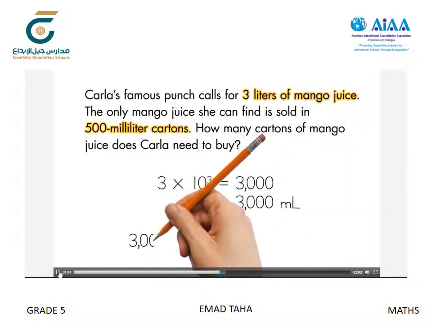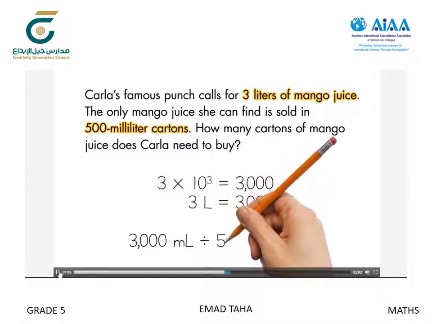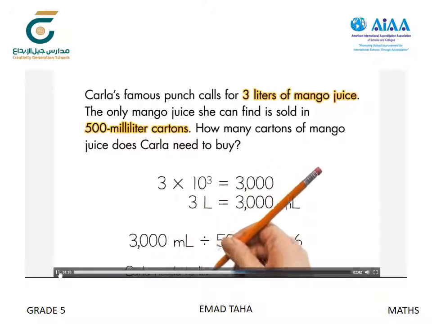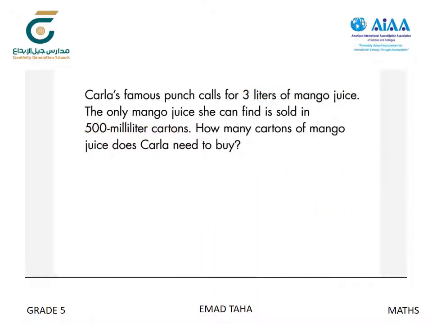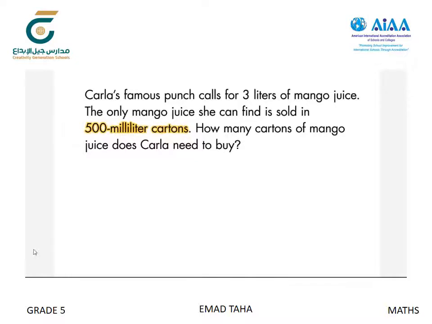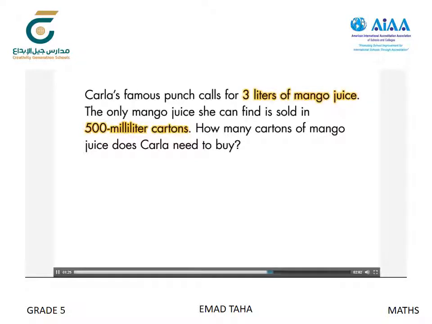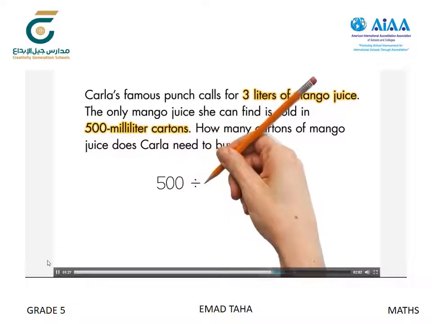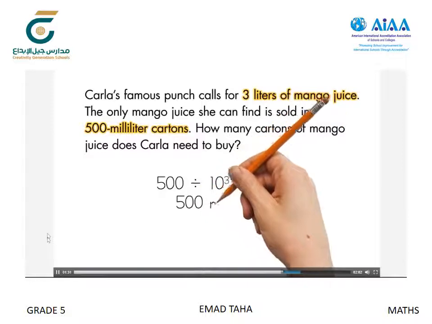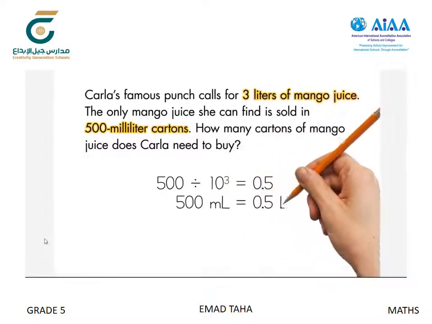Then they divide the total milliliters of juice needed by the number of milliliters of juice in a carton to find that Carla needs to buy 6 cartons of juice. Listen and look for other students who start to solve this problem by converting the amount of juice in a carton, 500 milliliters, to liters, the units used to measure the total amount of juice Carla needs. They divide 500 by 1,000, or 10 cubed, because 1,000 milliliters are equivalent to 1 liter.